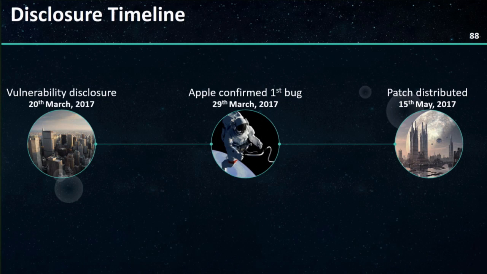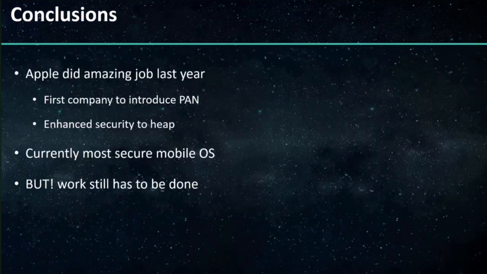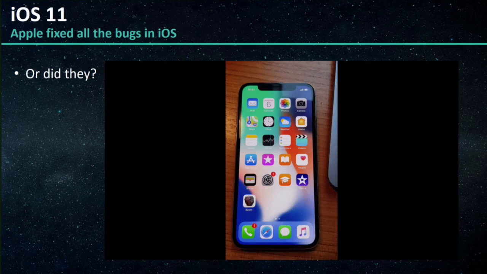Unlike other vendors, they never ignored me, which sounds like that's the way to be, but other vendors just stopped the communication for some reason. It is currently, in my opinion, the most secure operating system. However, some work still has to be done, but we are getting there. Apple added new, very powerful mitigations over time. Now, in iOS 11, in iPhone X, Apple fixed all the bugs, and that's it. We can wrap our stuff and go home, or not.